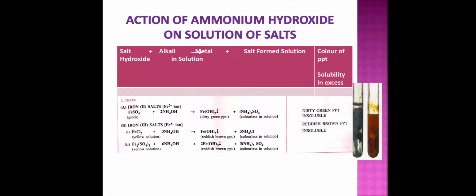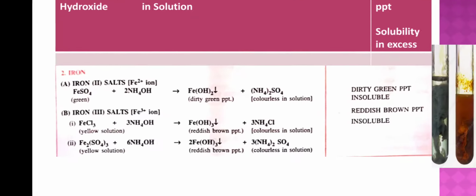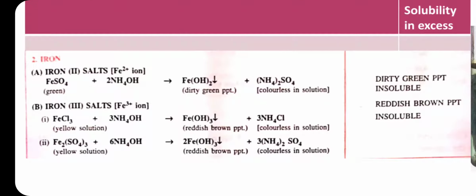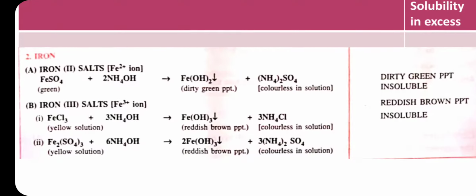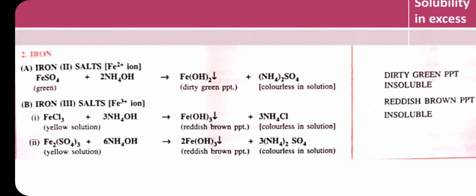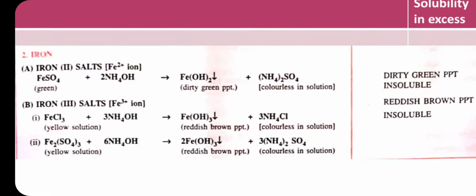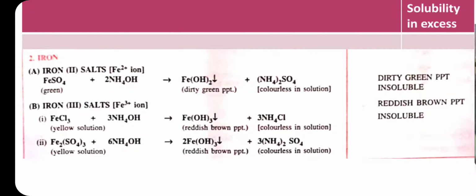Now let us see the action of ammonium hydroxide on solutions of salt. This time, iron salt. When a ferrous salt, like ferrous sulfate, is made to react with ammonium hydroxide, we get a dirty green precipitate, because the product formed here is ferrous hydroxide, which is dirty green in color. And this again is insoluble in excess of ammonium hydroxide. If we add excess of ammonium hydroxide, it is not going to dissolve. The precipitate will stay as it is.